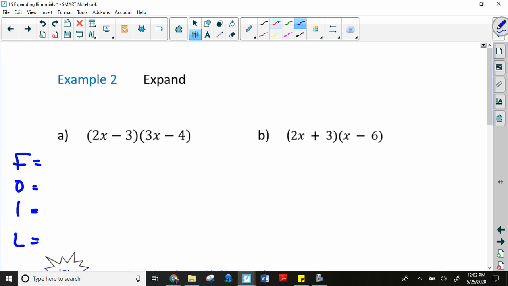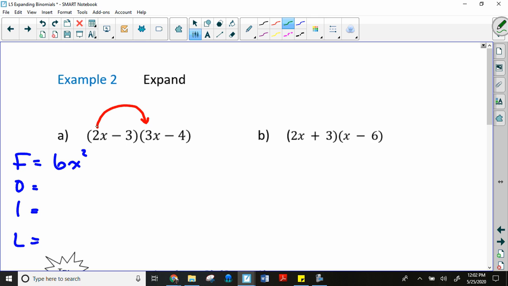So we go first to first. 2 times 3 is 6. x times x, x squared. That's as hard as it got. Okay, that's what got harder.